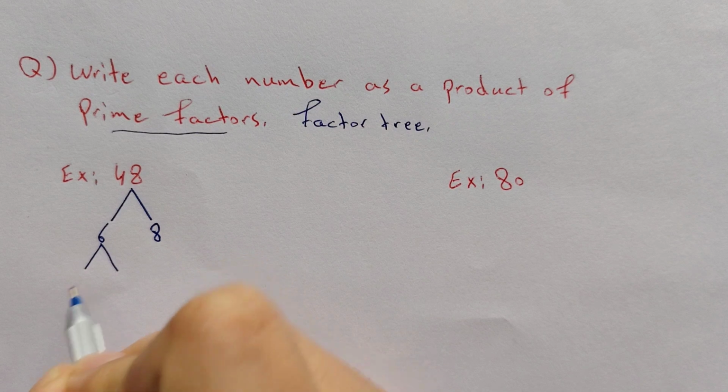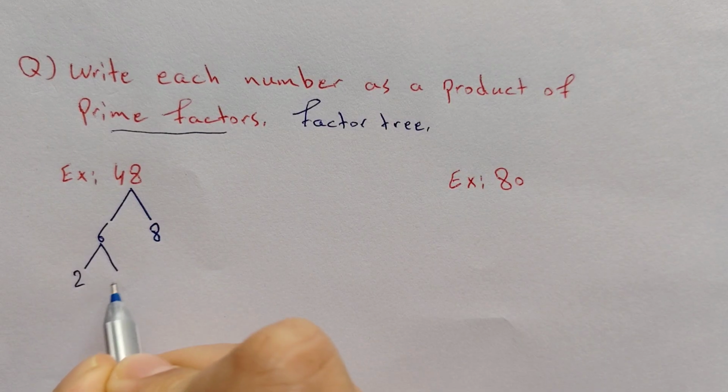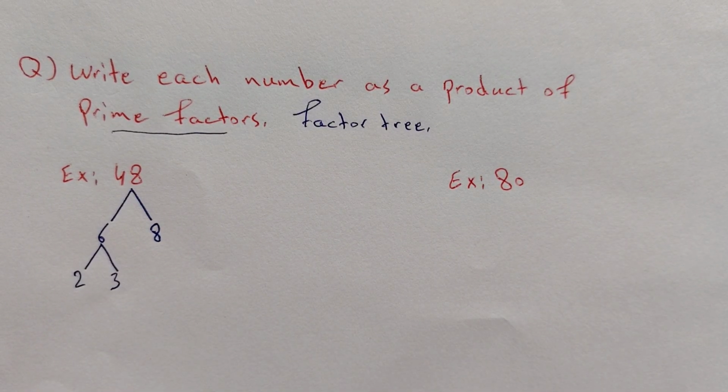I'm going to write 2 numbers that I can multiply which is equal to 6. We write 2 times 3. Now, is 2 a prime number? Yes, because we only have 1 times 2, so 2 factors.